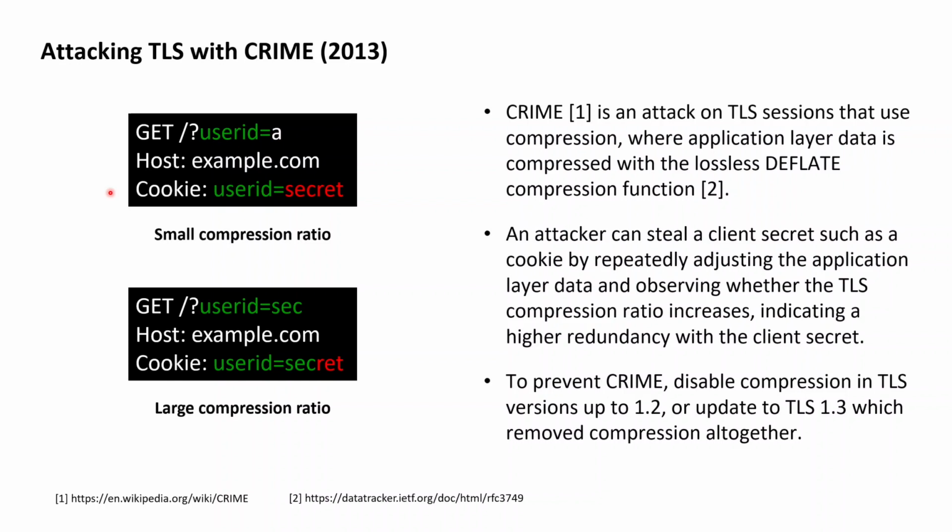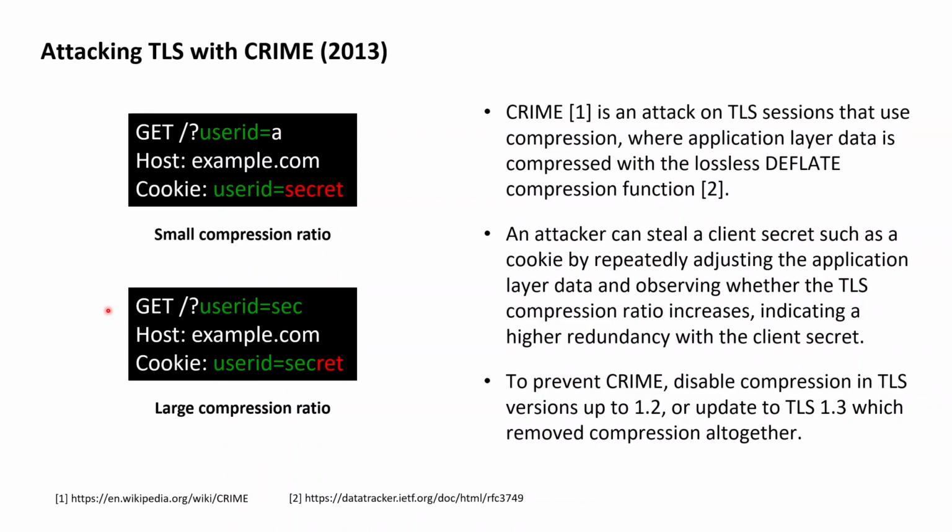The compression ratio in the first example would be low, as only the attribute name and the cookie name overlap in this first GET request. If the attacker then adjusts the value of the user ID attribute from initially A to then read sec, the compression ratio would be higher, as now, besides only the attribute name and the cookie name overlapping, also the attribute value and the cookie value partially overlap, meaning that there is a higher redundancy within the raw application layer HTTP GET request, which compression then can remove for an overall higher compression ratio.